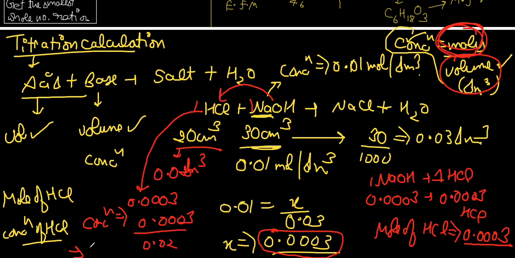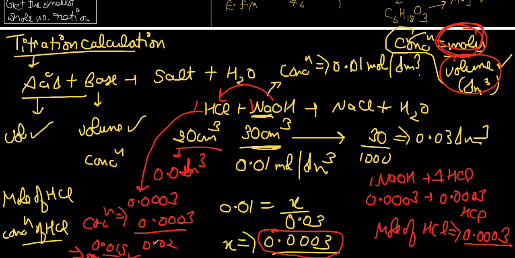Let's check. 0.0003 divided by 0.02. The concentration is coming out to be 0.015. That's it. This is the way to go about these questions.